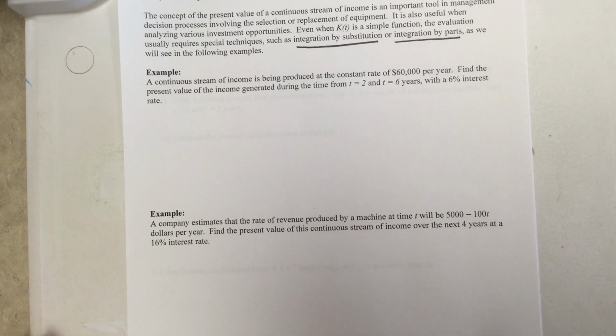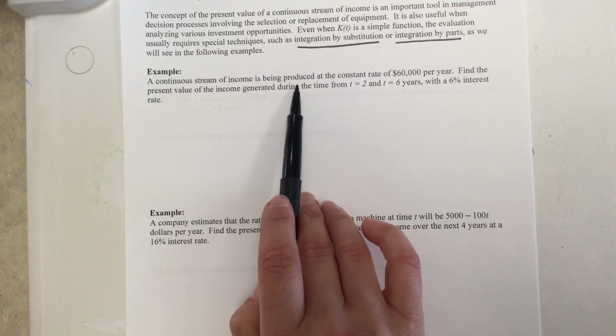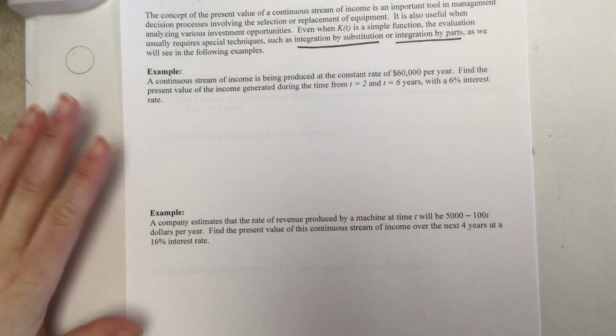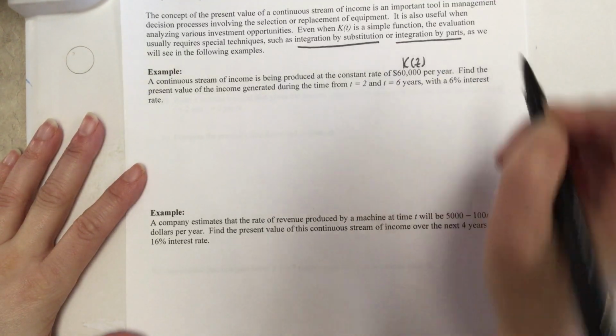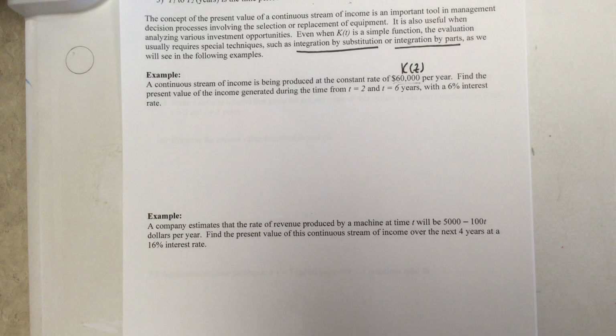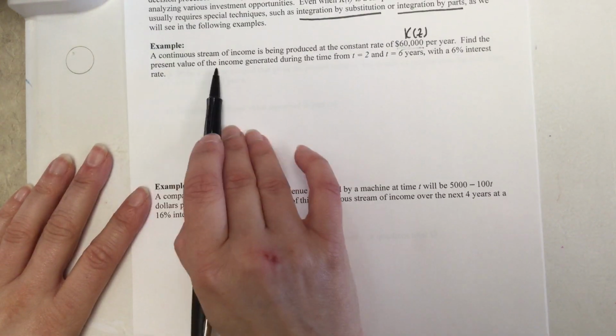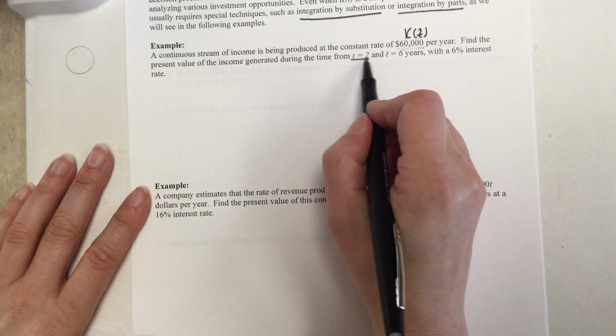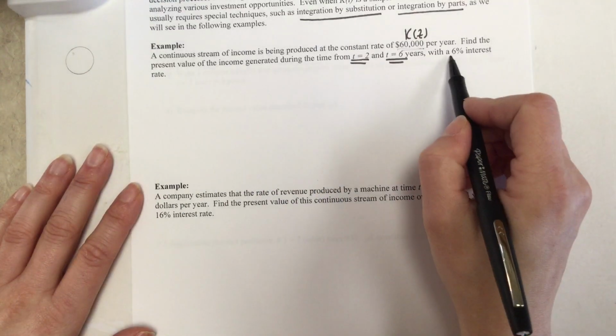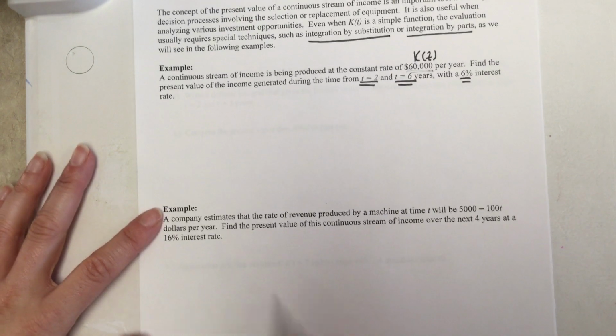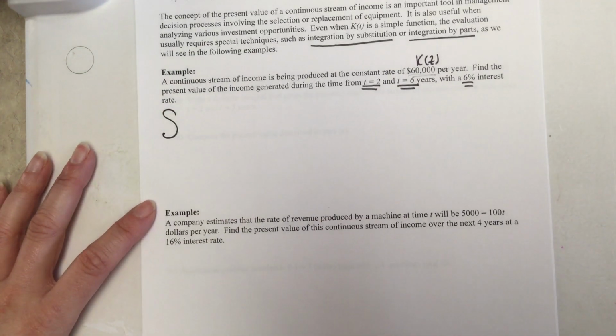Now the first one is a basic one because you'll see when we look at our K of t, it's going to be a constant rate, which means it's just a number. So super cool. A continuous stream of income is being produced at the constant rate of 60,000 per year. So that's what K of t means. How much is that constant rate every single year? For us, it's going to be 60,000. Find the present value, that's what we're calculating. Find the present value of the income generated during the time, 2 years to 6 years, if the interest rate was 6%. So let's go ahead and figure out our formula.